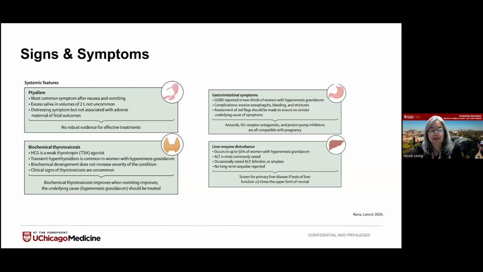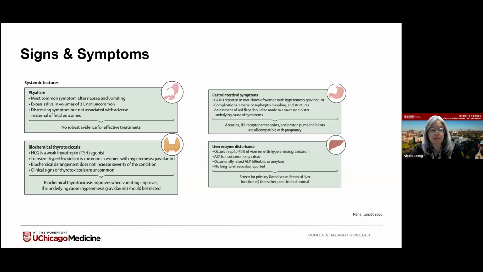This is a review article that came out of the Lancet, and it sort of reviews the Royal College of Obstetrics and Gynecology's practice management recommendations that are published there. They're a little bit more up to date than our American College of Obstetrics and Gynecology practice bulletin. So this is a review of some other signs and symptoms that can accompany hyperemesis and nausea and vomiting in pregnancy, aside from of course, nausea and vomiting.